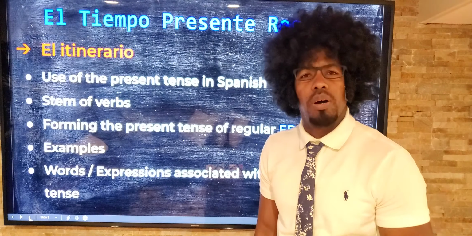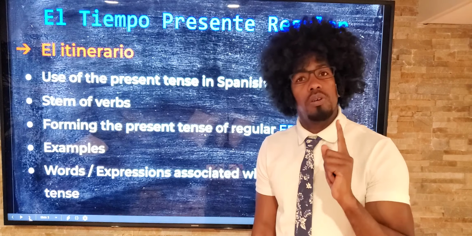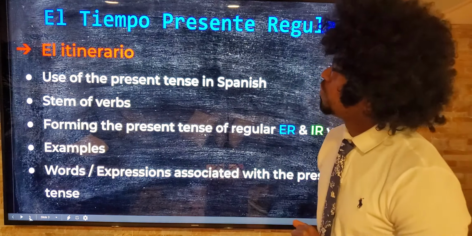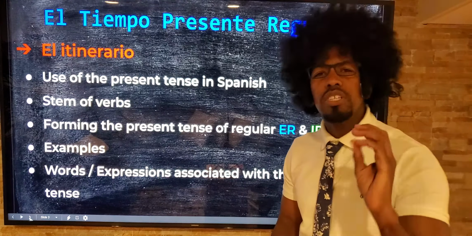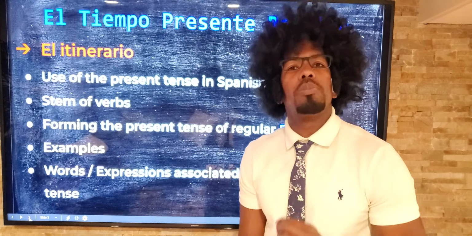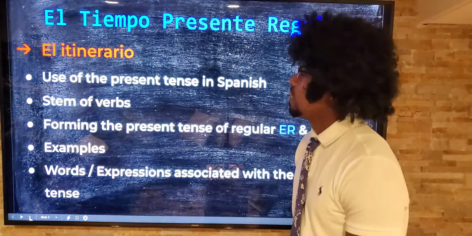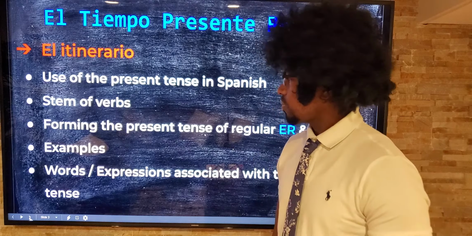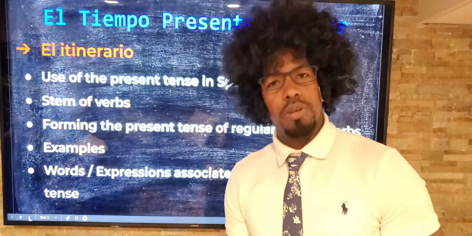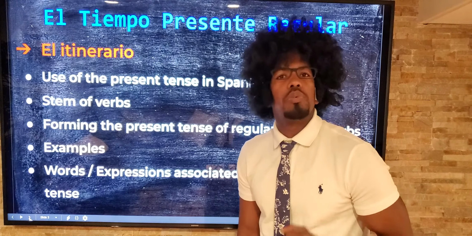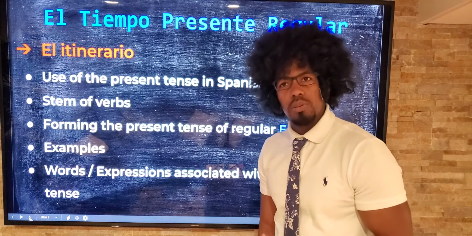So here's what we're going to talk about on this part 2 of the present tense. We are going to talk briefly about when we use the present tense, which we saw on the first part of this video. The stem of verbs again. We're going to then talk about how we form the present tense of ER and IR verbs. Then I'm going to provide you with some examples like I did in the other presentation. And lastly, I'm going to show you again those words that are associated with the present tense. So let's get to it right away.